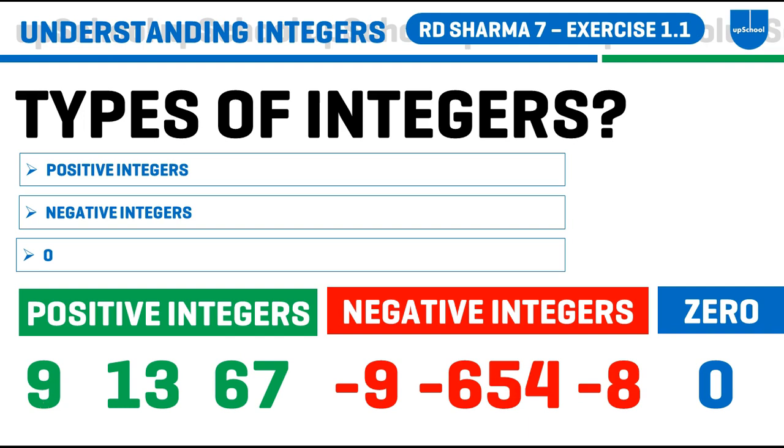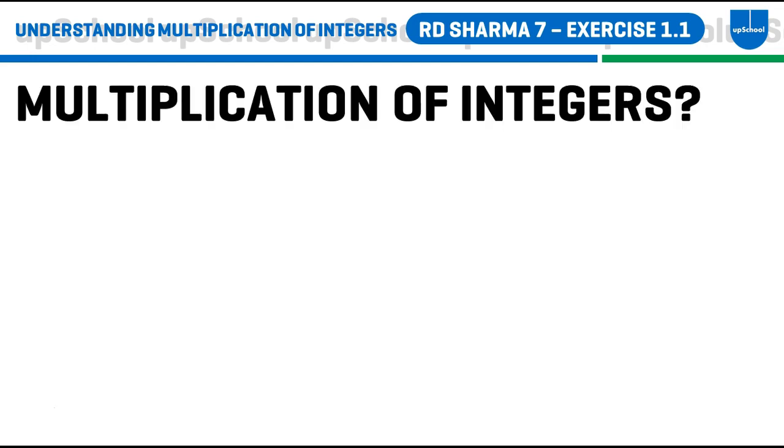Okay, so the last type is 0. Okay, 0 is its own type because, as we probably know, 0 is a number that is neither positive nor negative. So it's just classified in its own type, 0. So hope that made sense. So yes, there are three types of integers: positive integers, negative integers, and 0. 0, simply 0. So now let's try to understand the multiplication of integers.